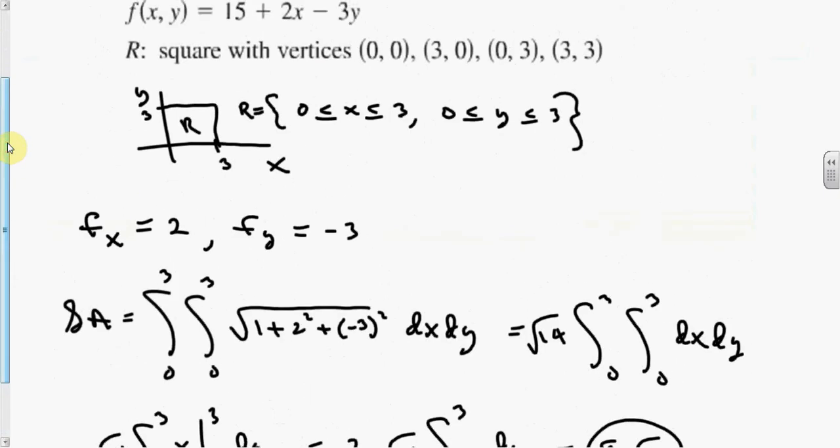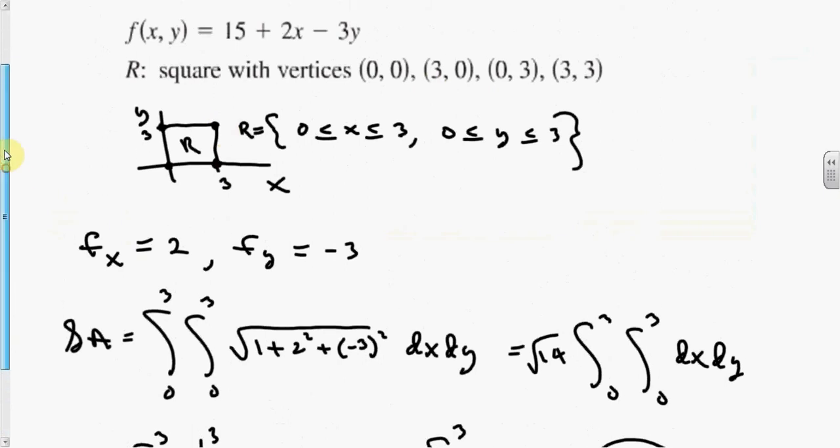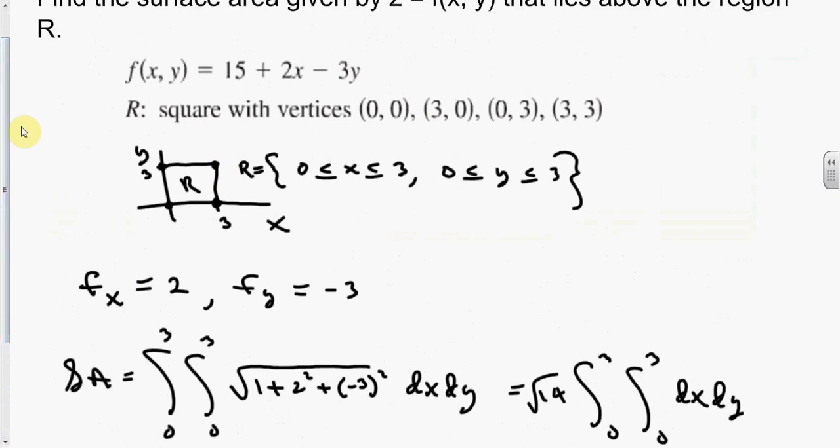No, 0, 0, 3, 0, 0, 3, and 3, 3. Right? 0, 0 is there, 3, 0, 0, 3, and then 3, 3. Yes, sir, I'm sorry. Yeah, the function f.